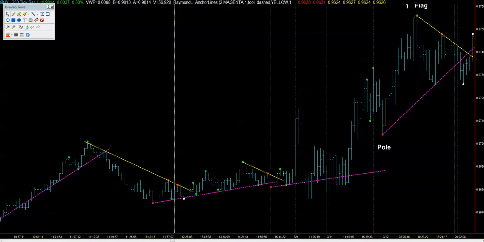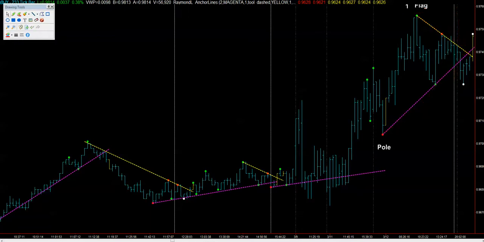Now the flag ends with this anchor, which is probably this bar, so we have to move this line over one. Okay, but there is your first sequence and it is marked. The flag is this piece here and I've marked that for there.